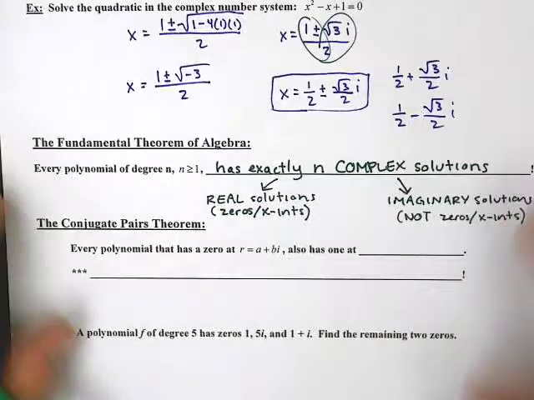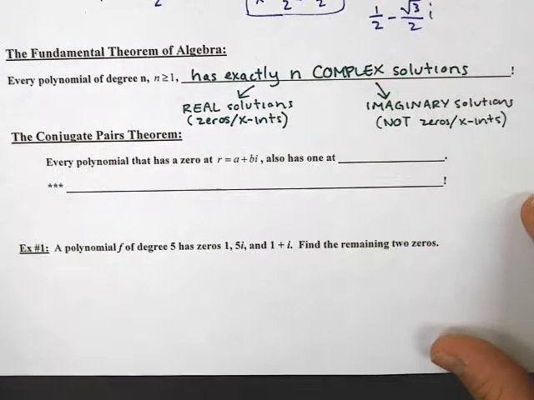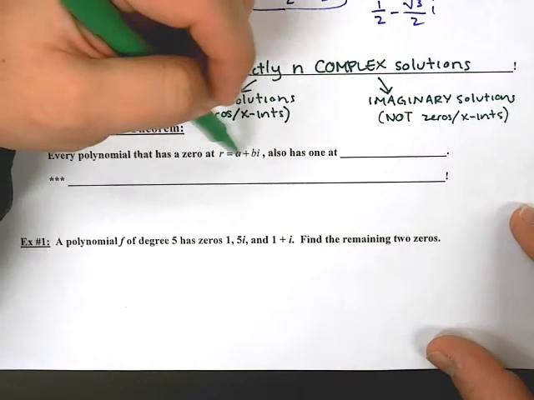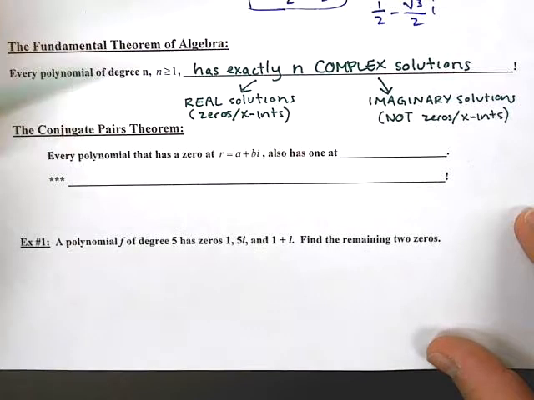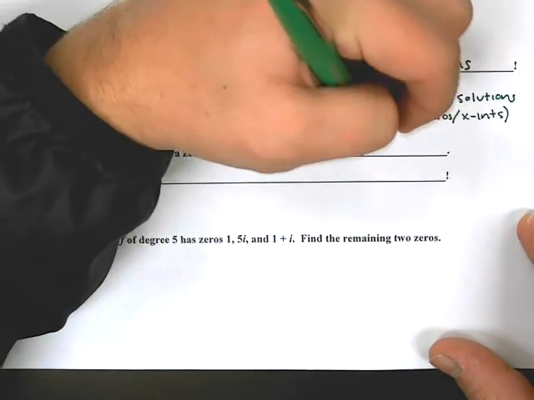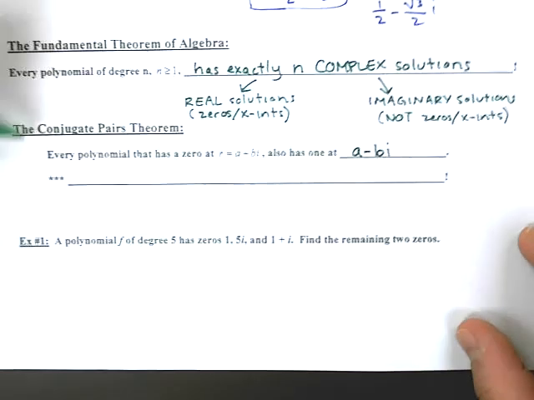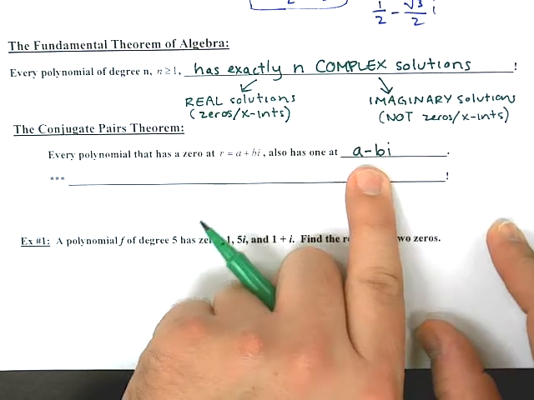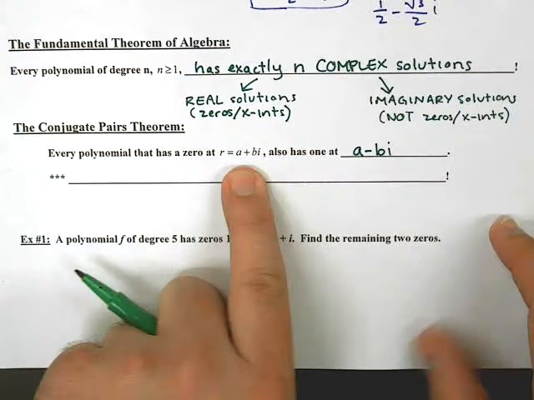What I need you to understand here is that if I have a 0 at a plus bi, there has to be one at a minus bi. That's the conjugate pair theorem. These are conjugates of each other. If you have one, you have the other. Or if you have this one, then you have that one. All right?